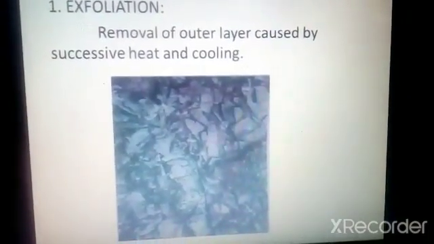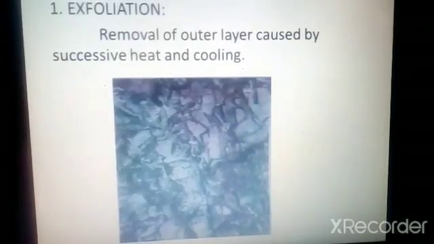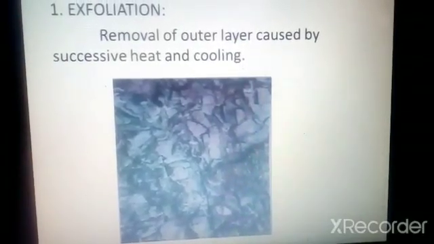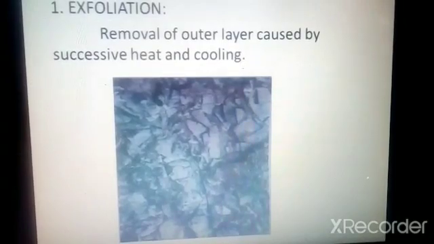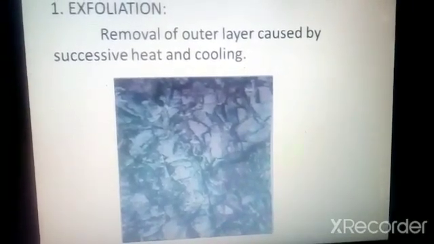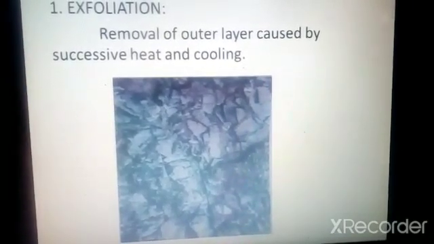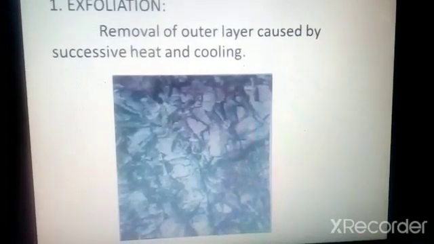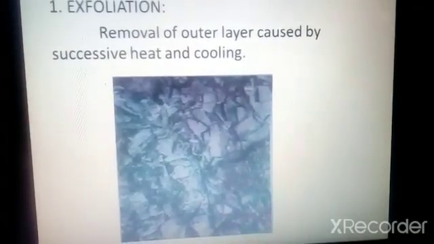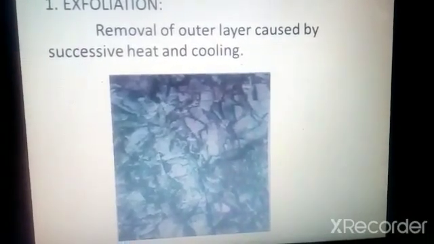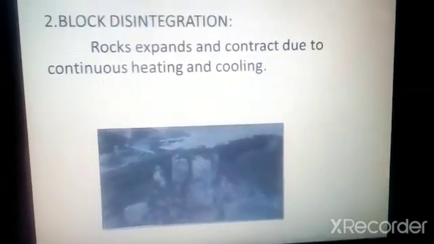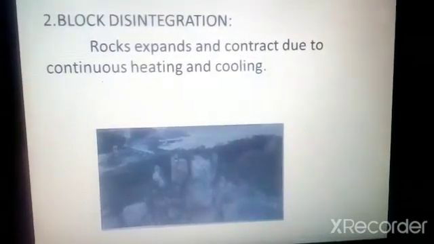Exfoliation means the removal of the outer layer caused by successive heating and cooling, that is, the top layer of the rock can be removed in a layer formation. It looks like an onion structure. And second one, block disintegration.